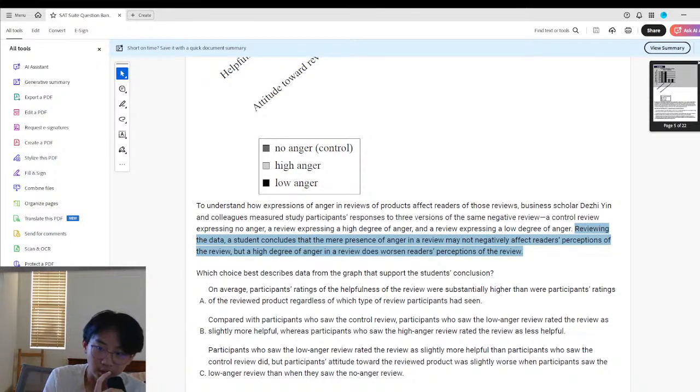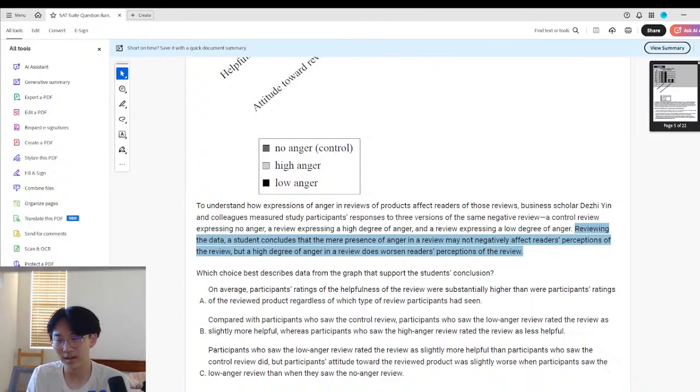Compared with participants who saw the no anger review, participants who saw the low anger review rated the review as slightly more helpful, whereas participants who saw the high anger review rated the review as less helpful. So yeah, I think that's the correct answer here. We're comparing a low anger review to a high anger review, and that's just how the question is directly worded, and yeah, that is the correct answer, it looks like. Okay, so let's look at the next question now.